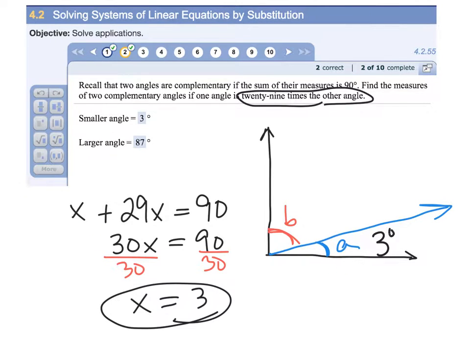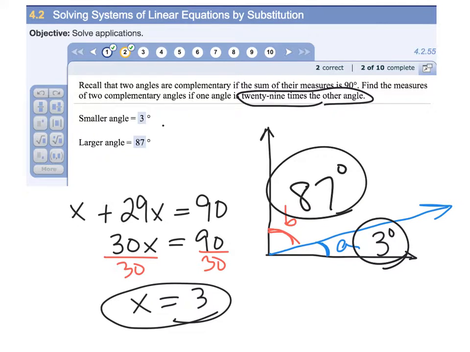It's 3 degrees. And so what is the angle of the big angle? Well, it's going to be 29 times 3 because it's 29 times bigger. So 29 times 3 is 87. So our two angles are 3 and 87.